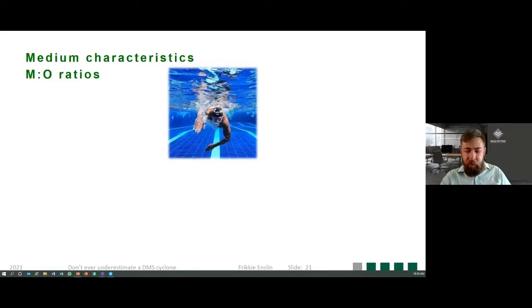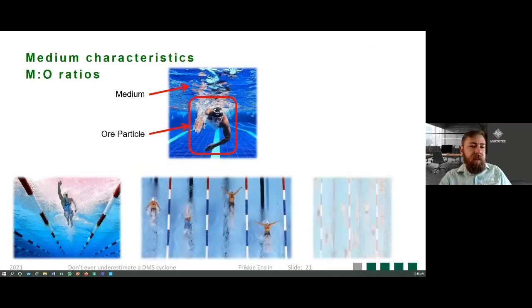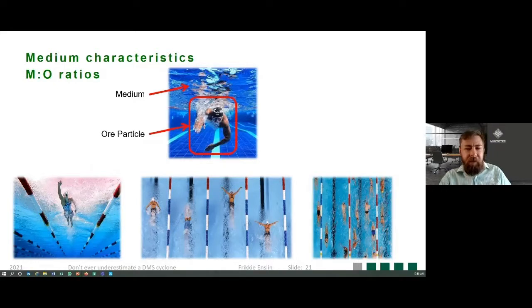So if we look at this swimmer, and we say the swimmer represents the ore particle, and then the water in the swimming pool represents the medium. Which of these three situations do you think is ideal for these swimmers? All right, so let me help you. The one on the right, you can see the medium to ore ratio is too low. There's too much ore for the medium in that swimming pool.